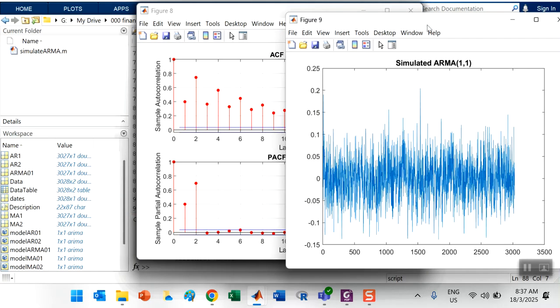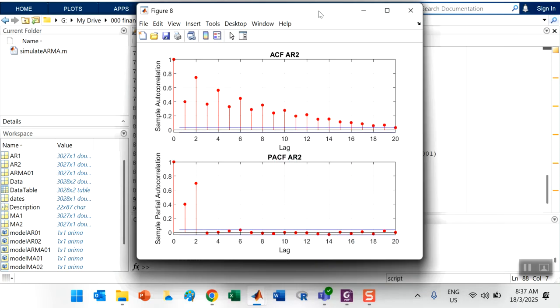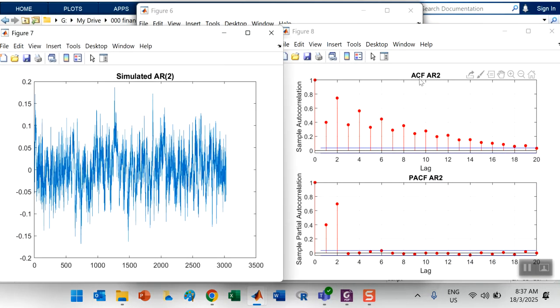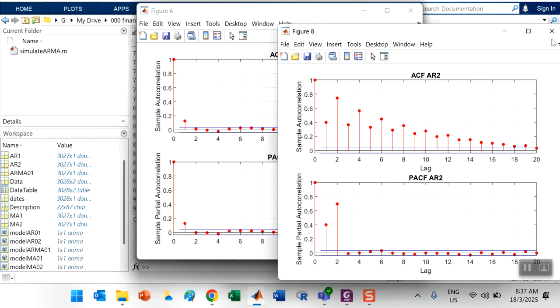So we have AR2. For an AR model, basically we use the PACF to identify the order of AR. Since there are two significant spikes, this most probably might be the AR model. But of course, it has to be associated with the gradual decay in the ACF lags.